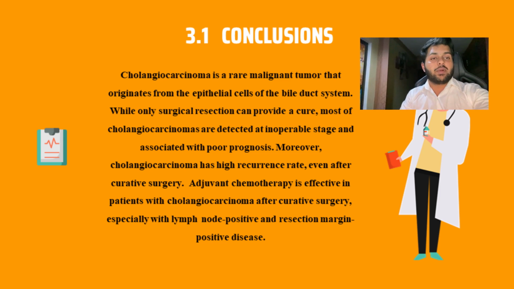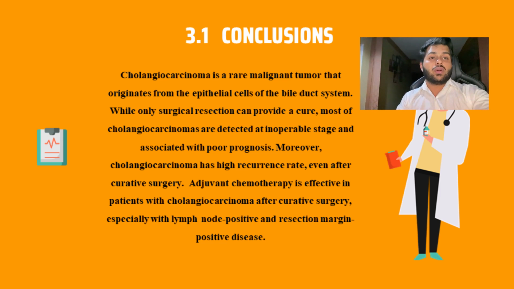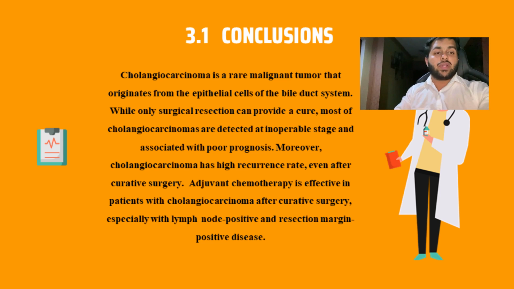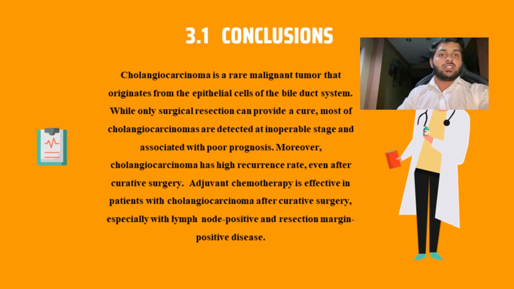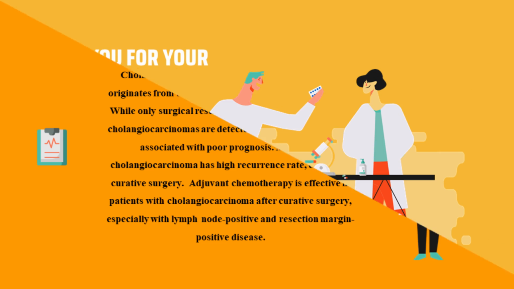Today I'll be talking about the last part of the presentation, which is the conclusion. Cholangiocarcinoma is a rare malignant tumor that originates from the epithelial cells of the bile duct system. While only surgical resection can provide a cure, most cholangiocarcinomas are detected at an inoperable stage and are associated with poor prognosis. Moreover, cholangiocarcinoma has a high recurrence rate even after curative surgery. Adjuvant chemotherapy is effective in patients with cholangiocarcinoma after curative surgery, especially with lymph node positive and resection margin positive disease.